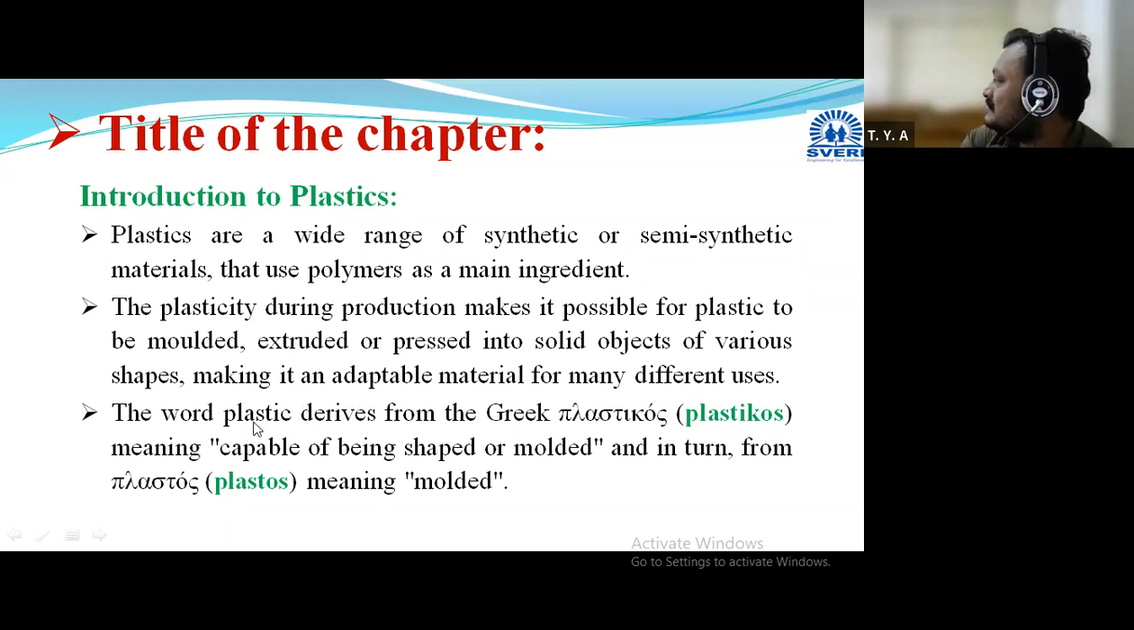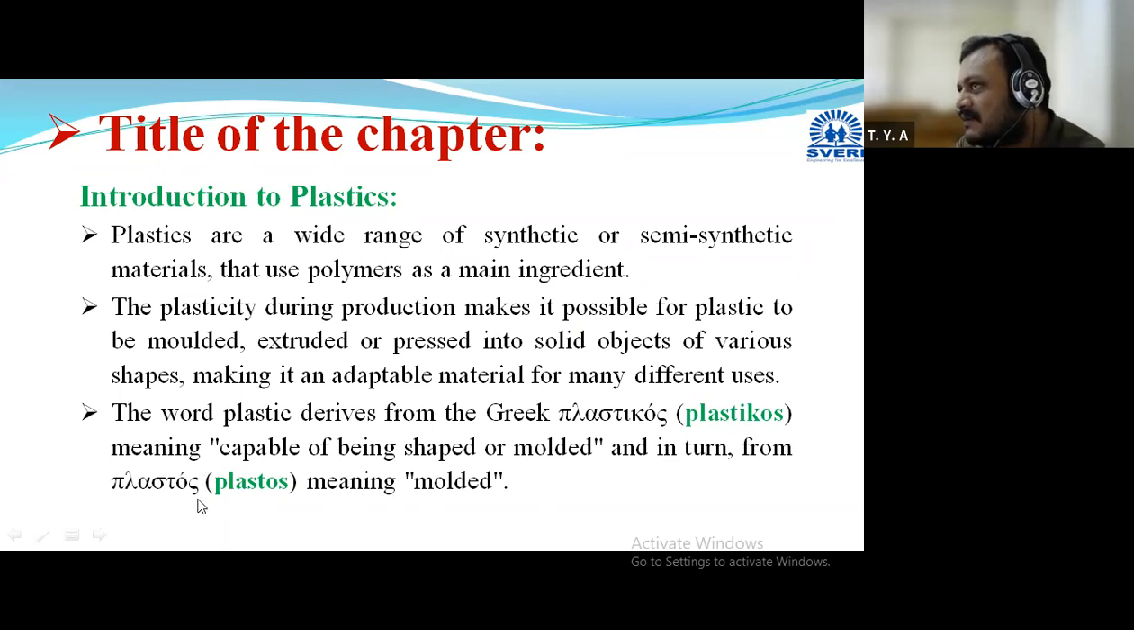Are you getting this? This is not the definition, I am just telling you where that word is derived from. Because that material is capable of being shaped or molded, we can give it the desired shape and size, and that particular property is known as plastikos in the Greek language. From that, we have the word plastic.